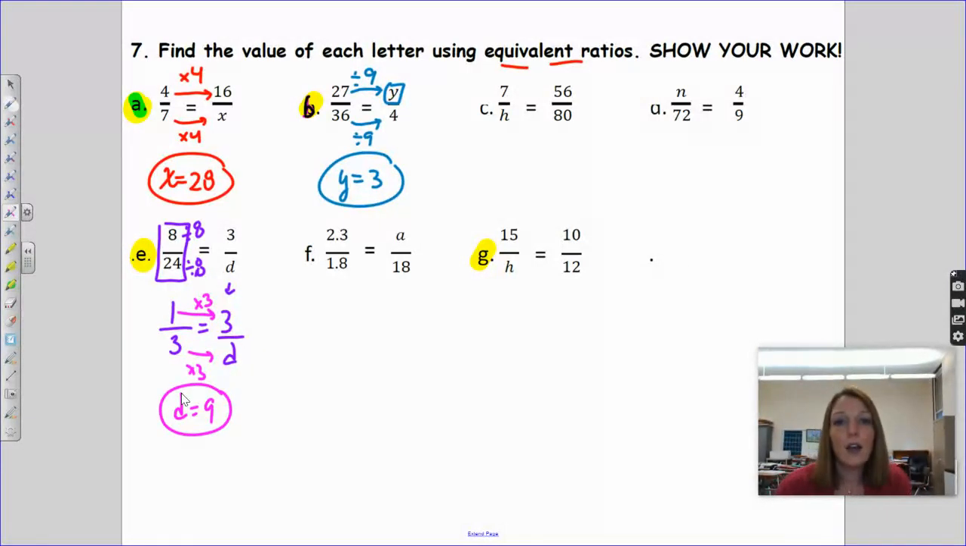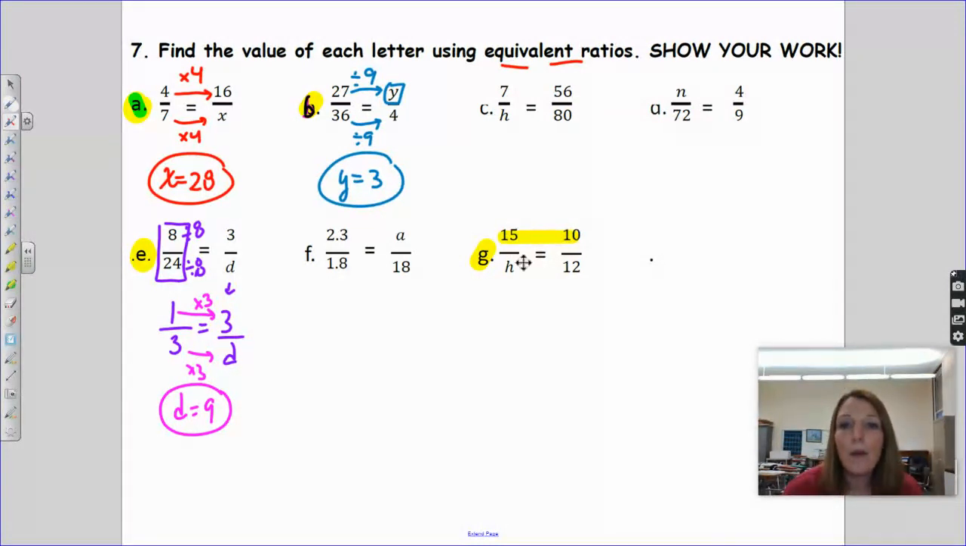And then I will look at one more, G. So 15 over something is equivalent to 10 over 12. So again, I'm going to first focus on the numerators in this case because I know both of those numbers. So the question would be, I'm kind of trying to figure out what h is. So is there something I could multiply 10 by to get it to become 15? There is, but it's actually a decimal.